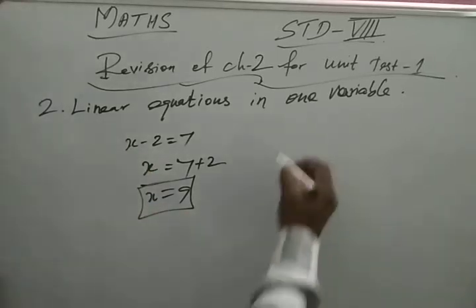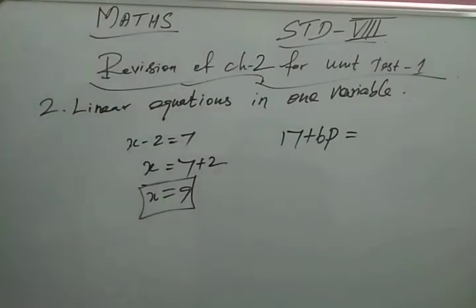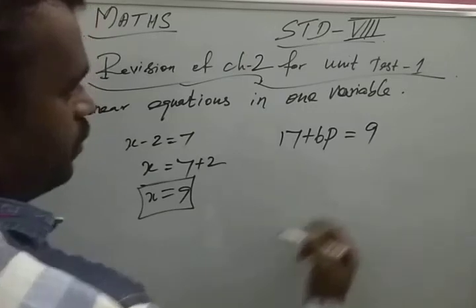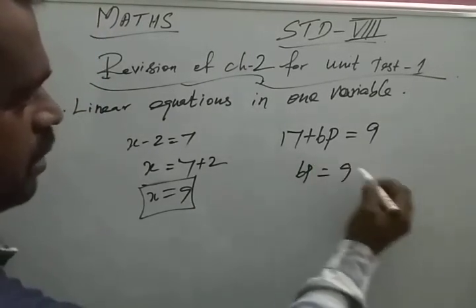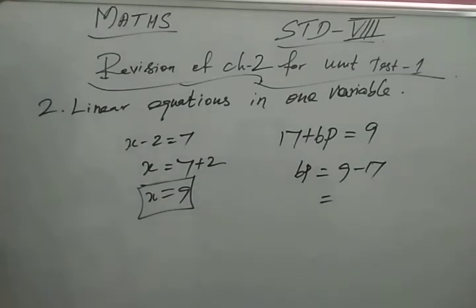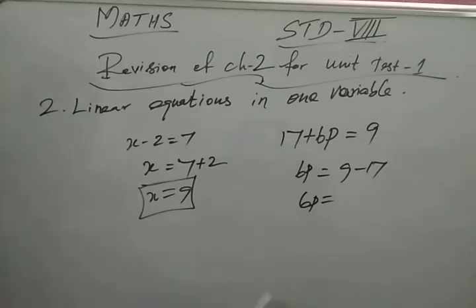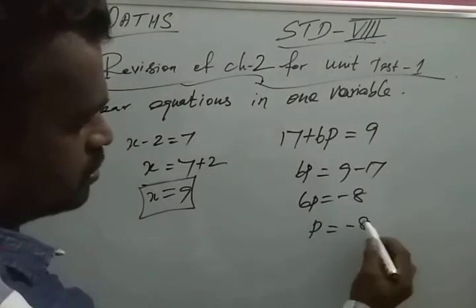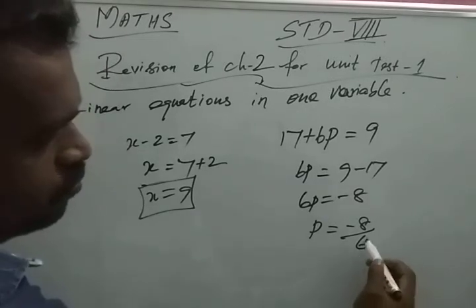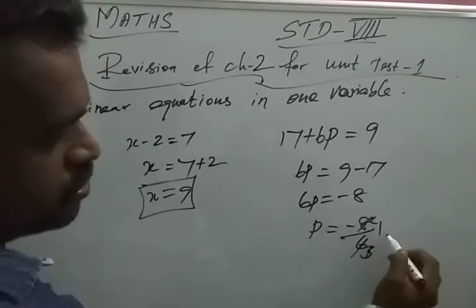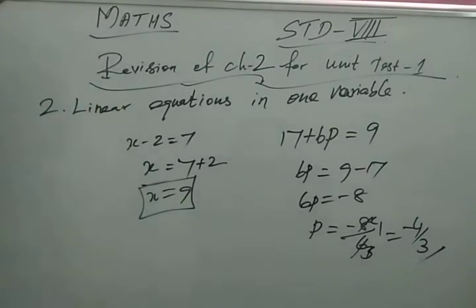One more: 17 plus 6p is equal to 9. Then what will we do? Keep the variable on the left hand side. 6p is equal to 9 minus 17, which is minus 8. Then p is equal to minus 8 by 6, with the 6 in the denominator. Then 2 threes are 6, 2 fours are 8, so it is minus 4 by 3. We only have to find the variable value here.